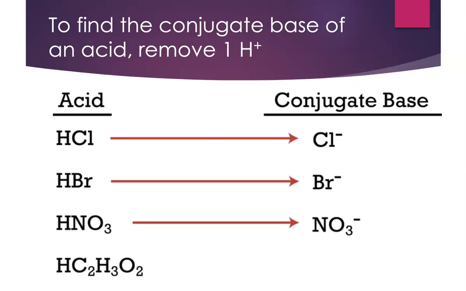And if I have acetic acid, HC2H3O2, notice it's a monoprotic acid, only one hydrogen is ionizable. I'm left with the acetate ion, C2H3O2-. So I've got four conjugate pairs here. Let's practice going in the other direction.